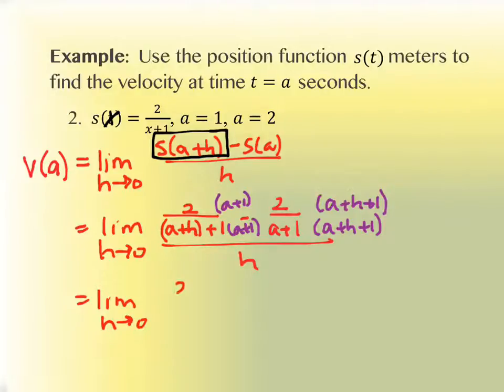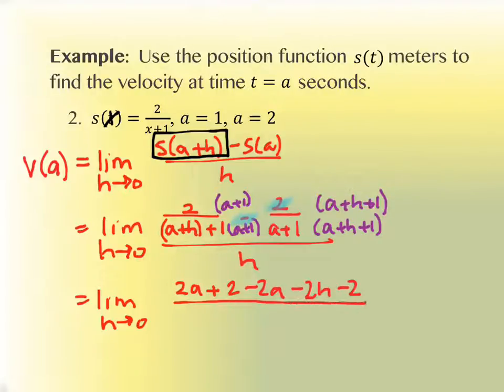So I'm really going to multiply 2a, or 2 times a plus 1 to get 2a plus 2. And then this piece right here is actually a negative 2. So I'm going to multiply negative 2 through the other set of parentheses. So I'm going to get negative 2a, negative 2h, and negative 2.